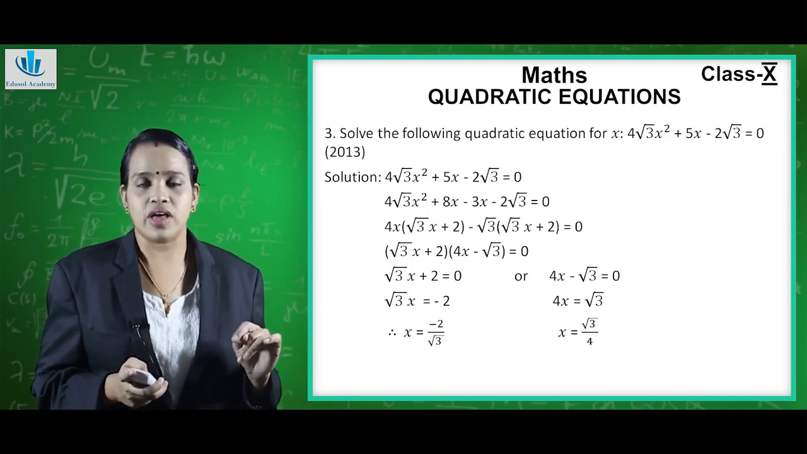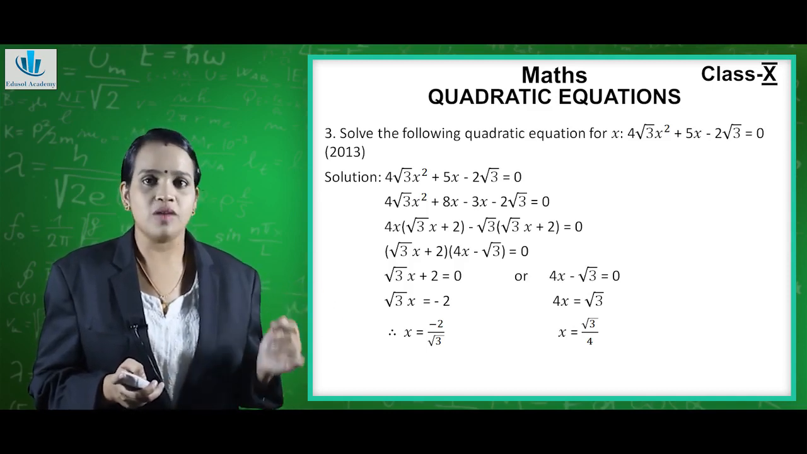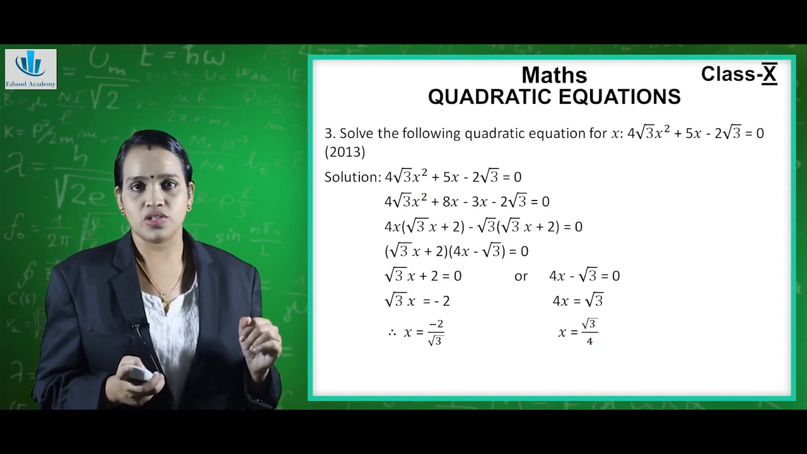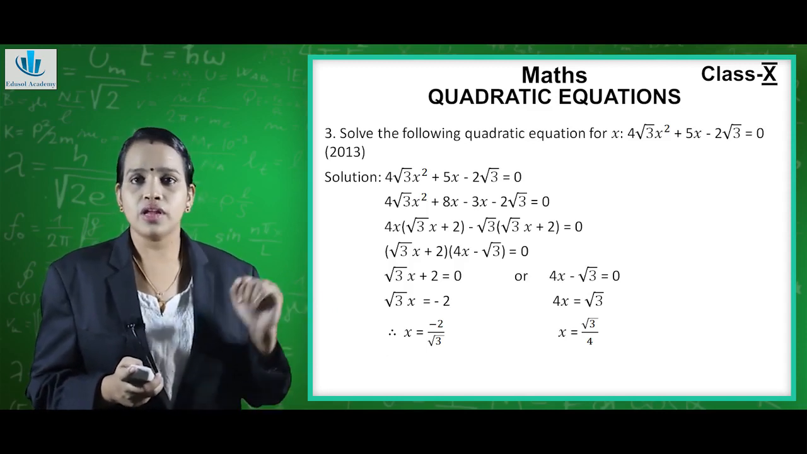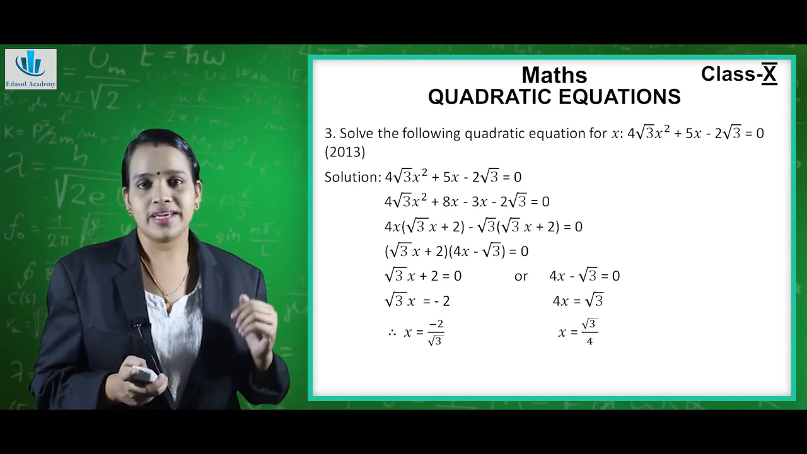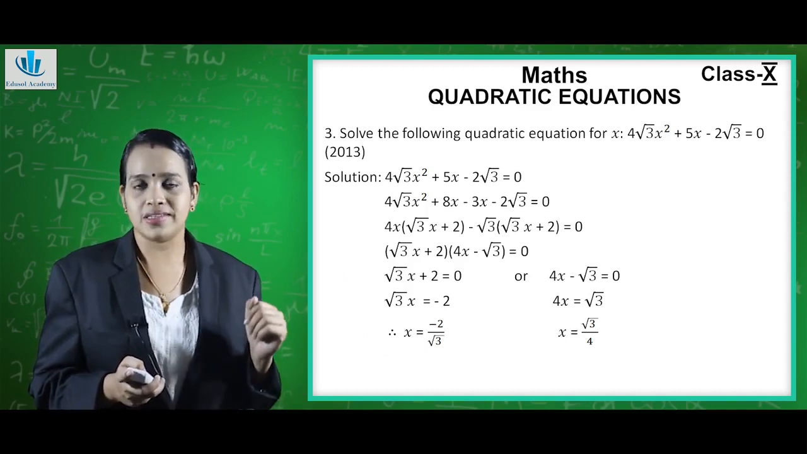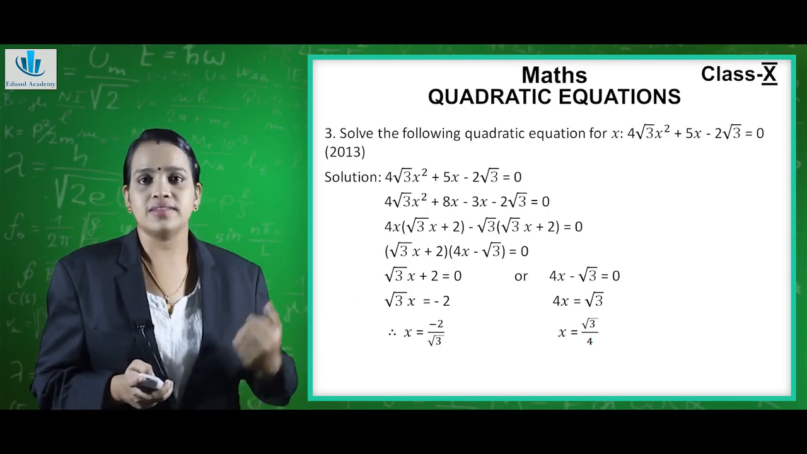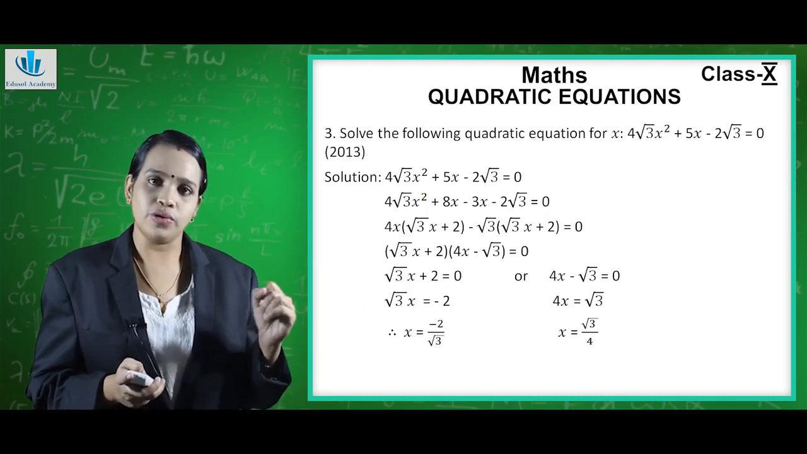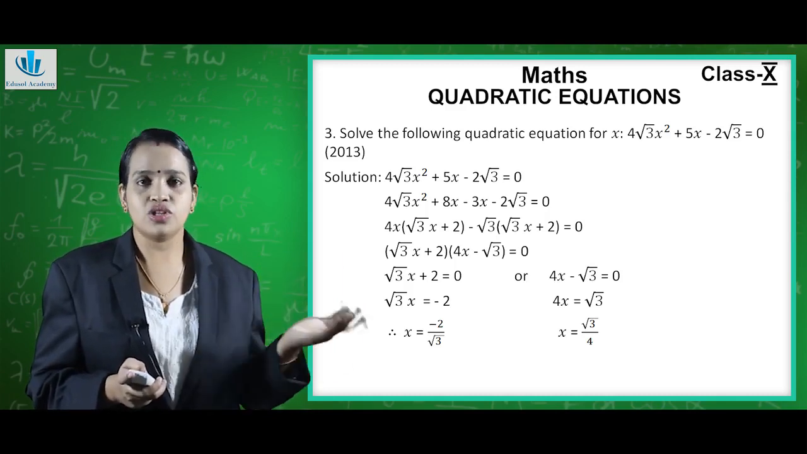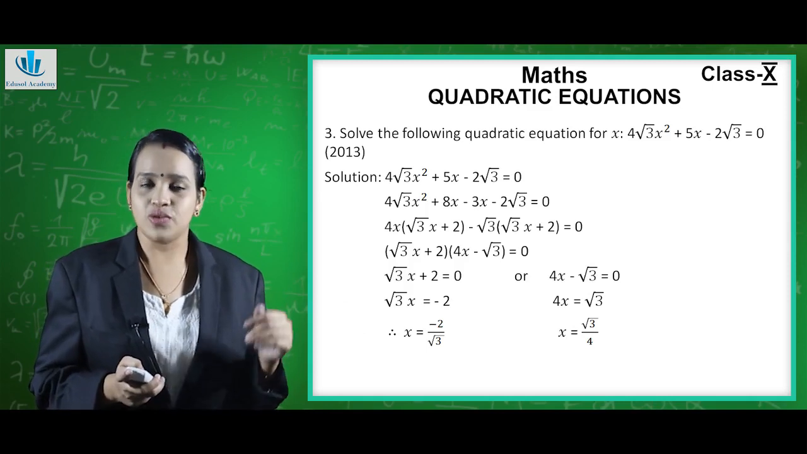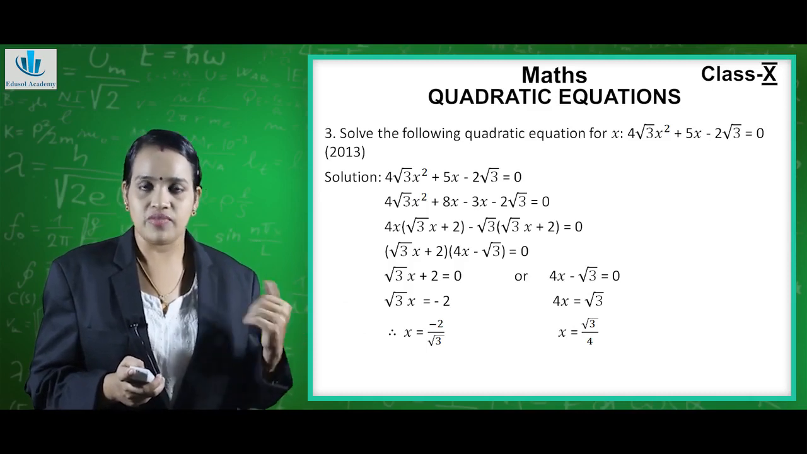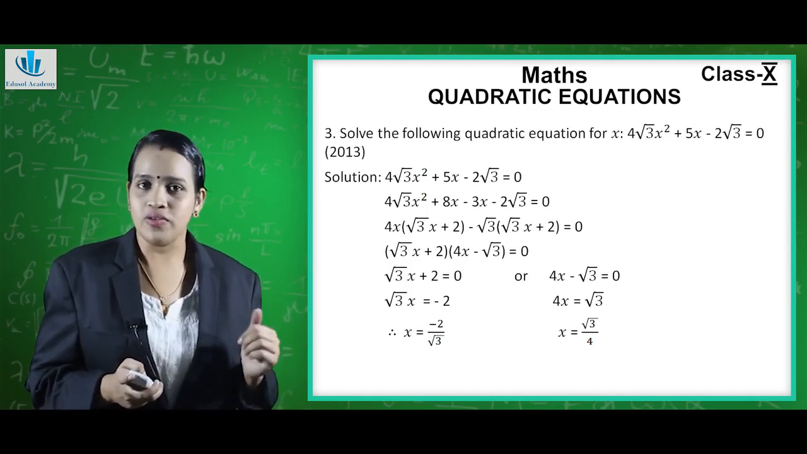Now we can separate these brackets with 0. So √3x + 2 = 0, or 4x − √3 = 0. When we take +2 on the other side, it becomes −2, so √3x = −2. Therefore x = −2/√3, when we take √3 on the other side, it divides. When we take −√3 on the other side, it becomes +√3, so 4x = √3. Taking 4 on the other side, it divides, so x = √3/4.